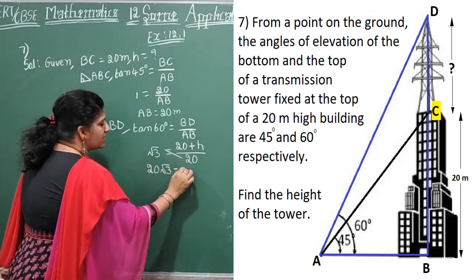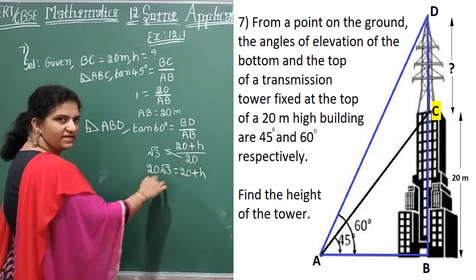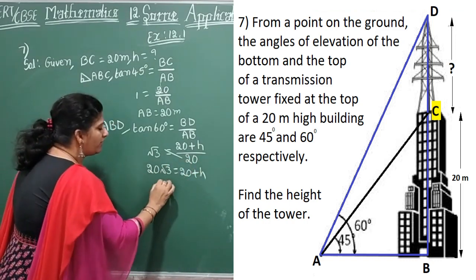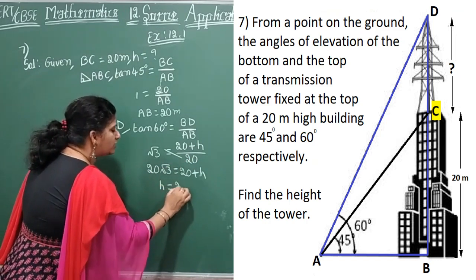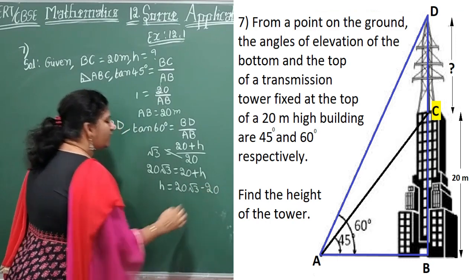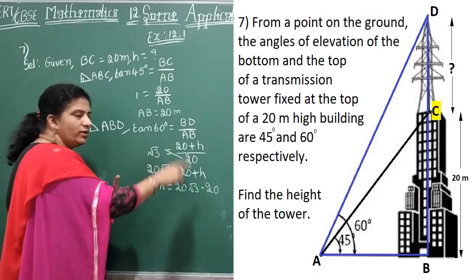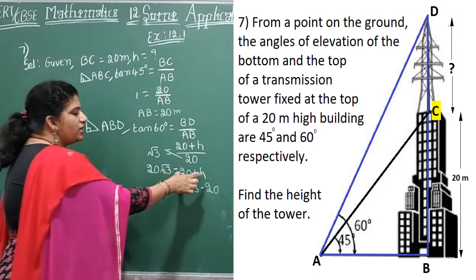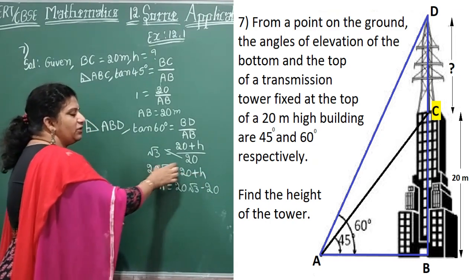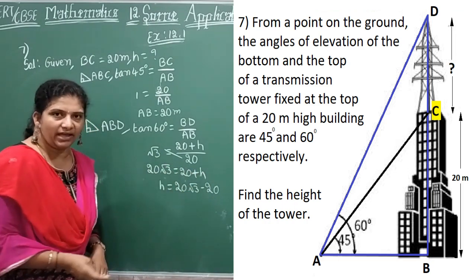20 root 3 is equal to 20 plus H. Send this 20 this side, children. At a time you can do reverse. H is equal to 20 root 3 minus 20. Okay. So when you do reverse, no sign will be changed. 20 plus H here, 20 root 3 here. Then this 20 bring other side, it will be minus 20.